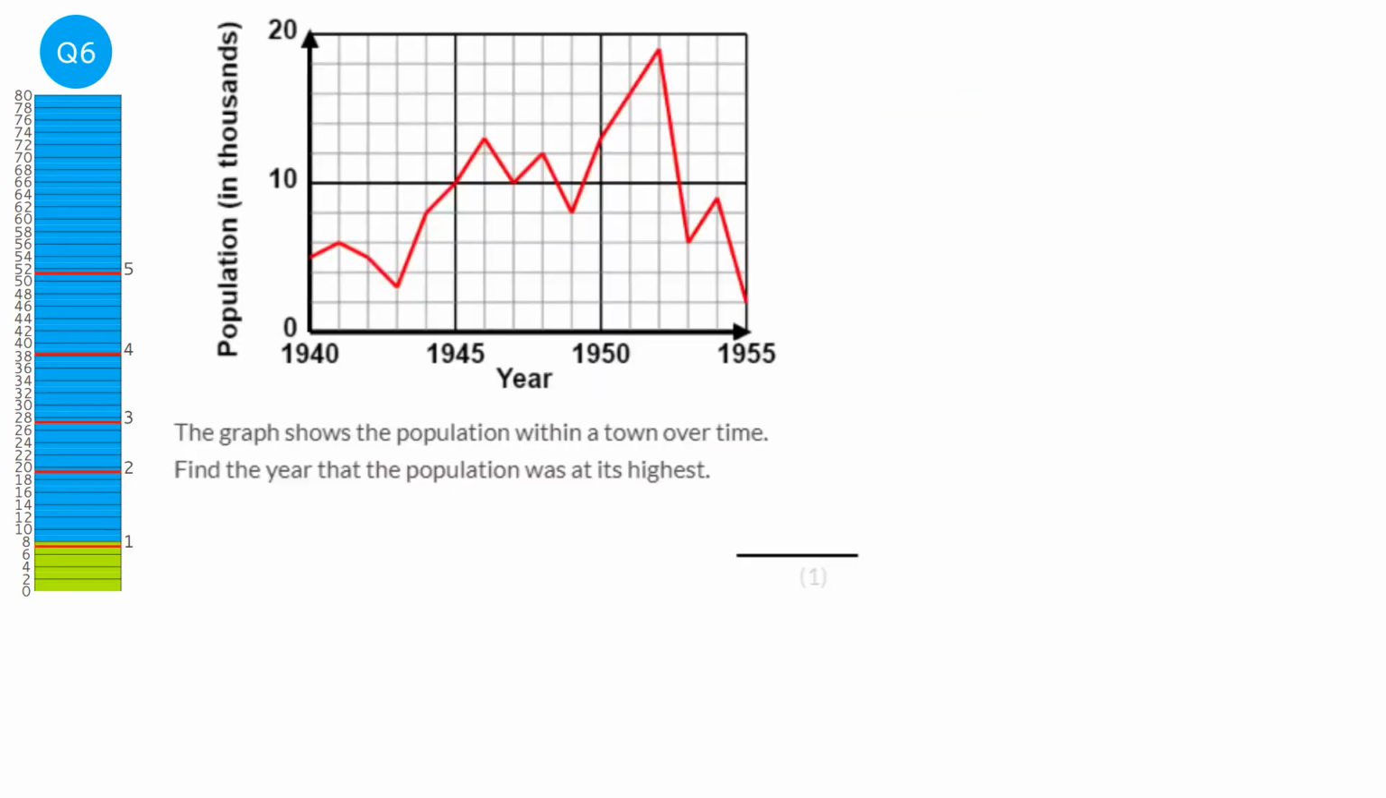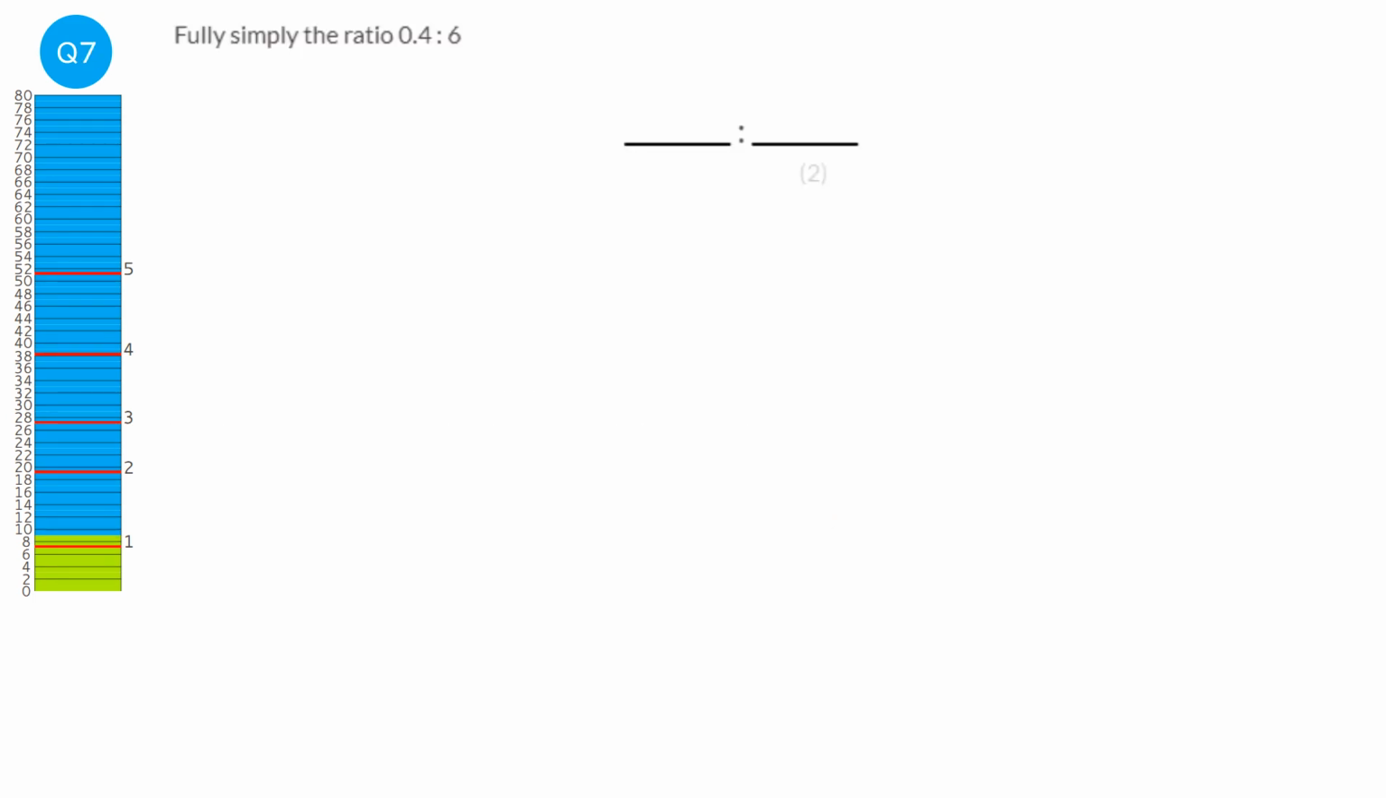So what we need to do is find out where the graph is at its highest, and it's highest here. And so if we go down from there, we find out what year it is. Well, these years seem to be going up in 1s, so that's 1950, 1951, 1952. So the answer would be 1952.